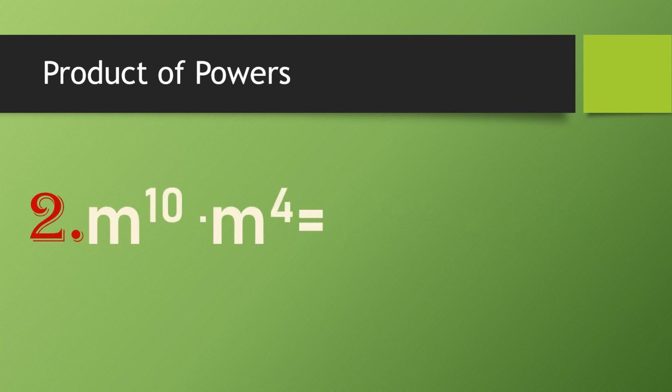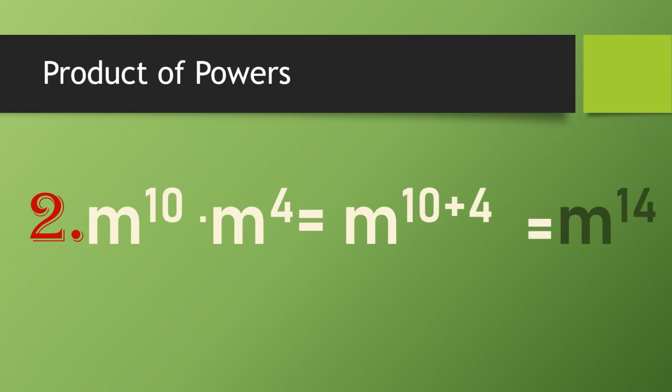Another example is m to the 10th power times m to the 4th power. Just simply add 10 and 4, so that is equal to m to the 14th power.